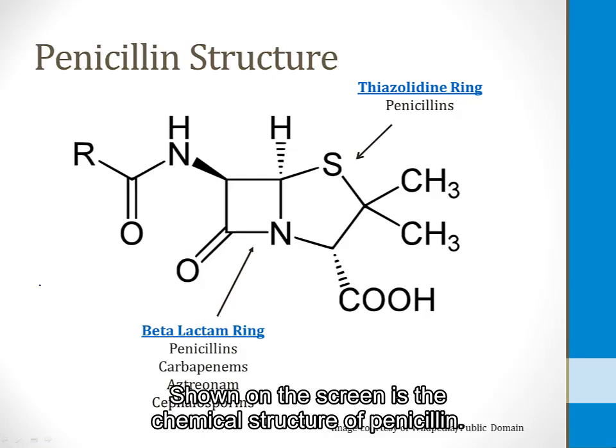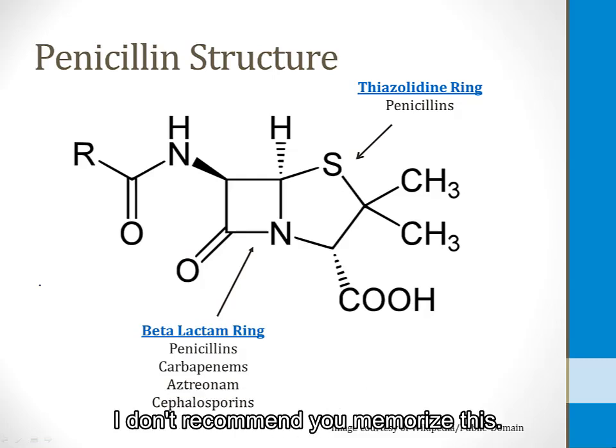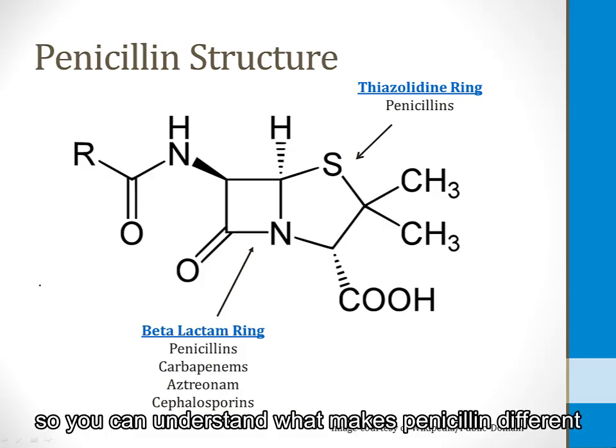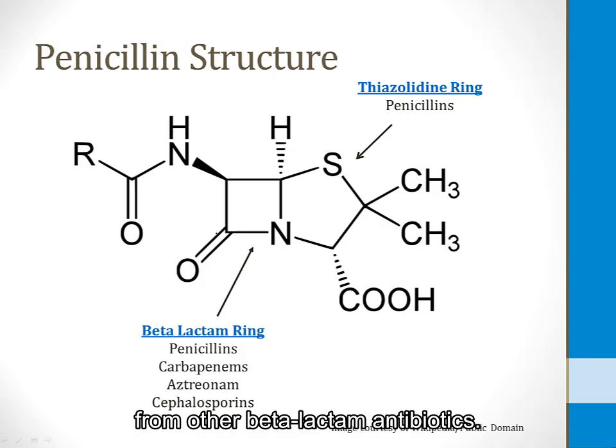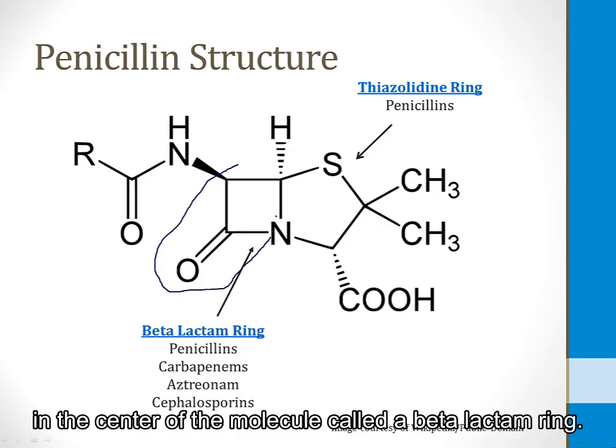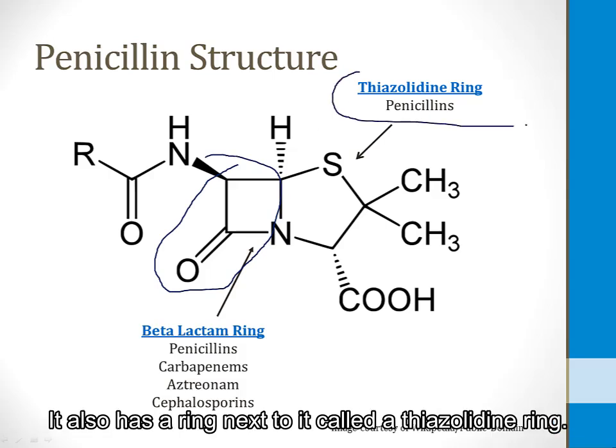Shown on the screen is the chemical structure of penicillin. I don't recommend you memorize this. I'm showing it to you now so you can understand what makes penicillin different from other beta-Lactam antibiotics. So penicillin has this structure in the center of the molecule called a beta-Lactam ring. It also has a ring next to it called a thiazolidine ring.